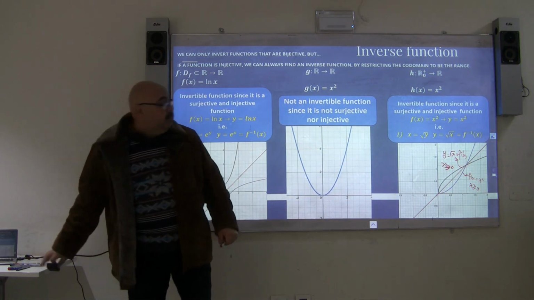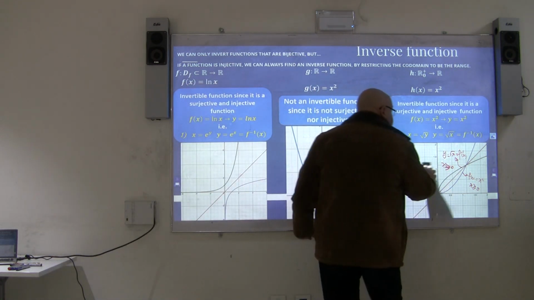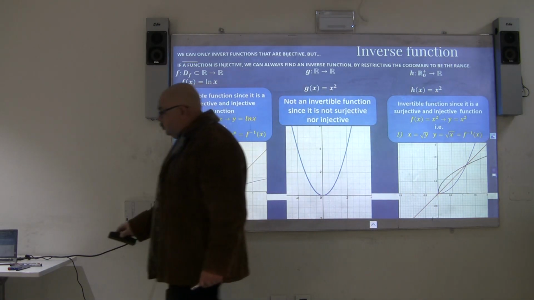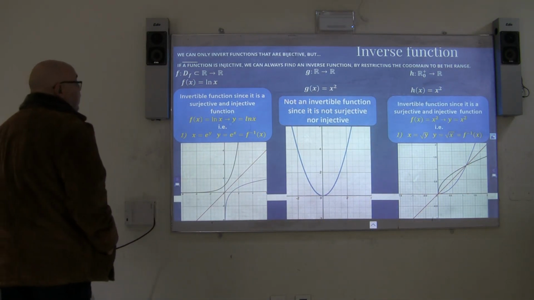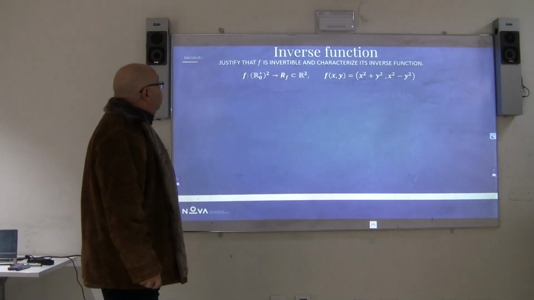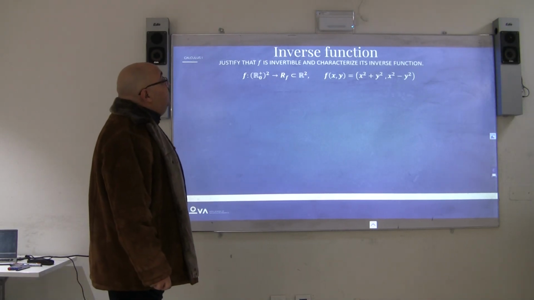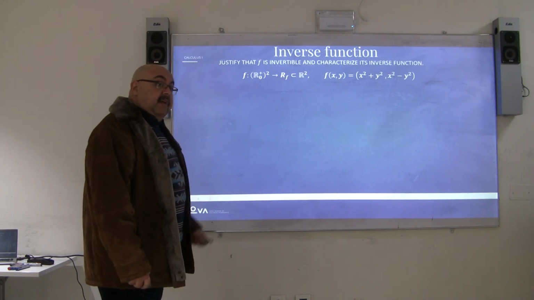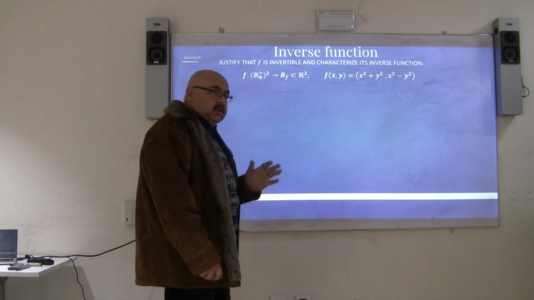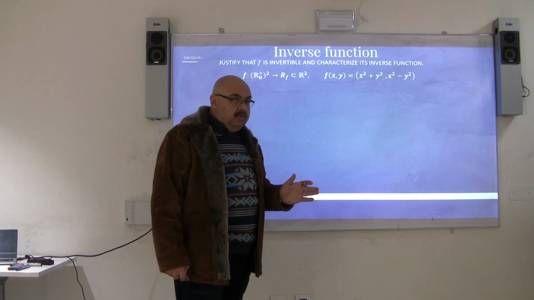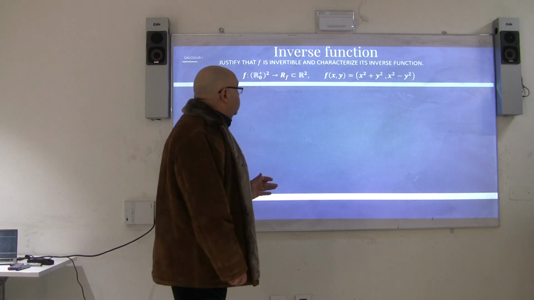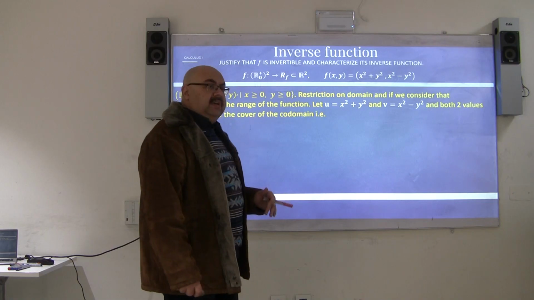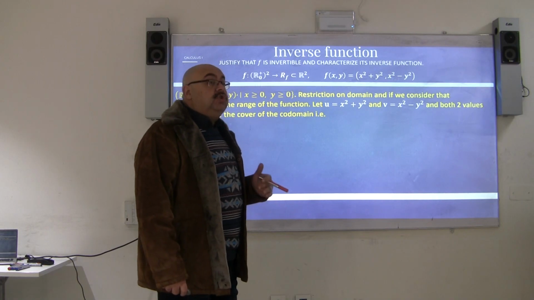So, once more, this is also an example on how to get the inverse of this function. Now, if I have a vector valued function, and I want to get the inverse, it may look to some as a complicated case, but no, it's not complicated. It's really very simple. All I have to do in such a case is to be sure that this is an injective and surjective function.